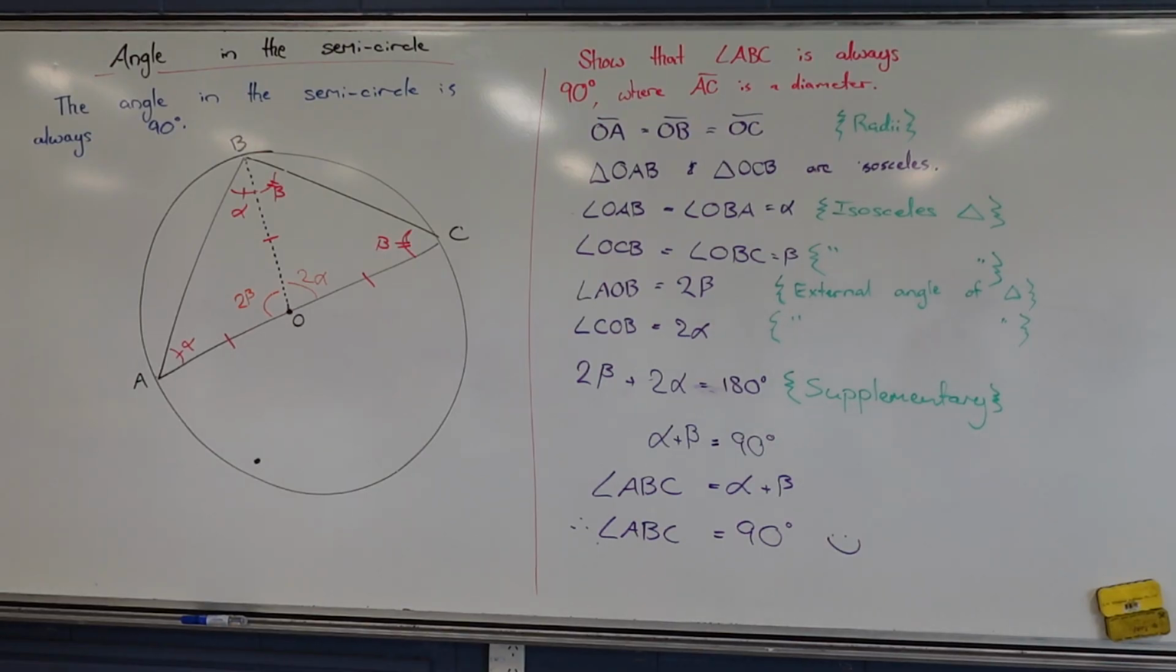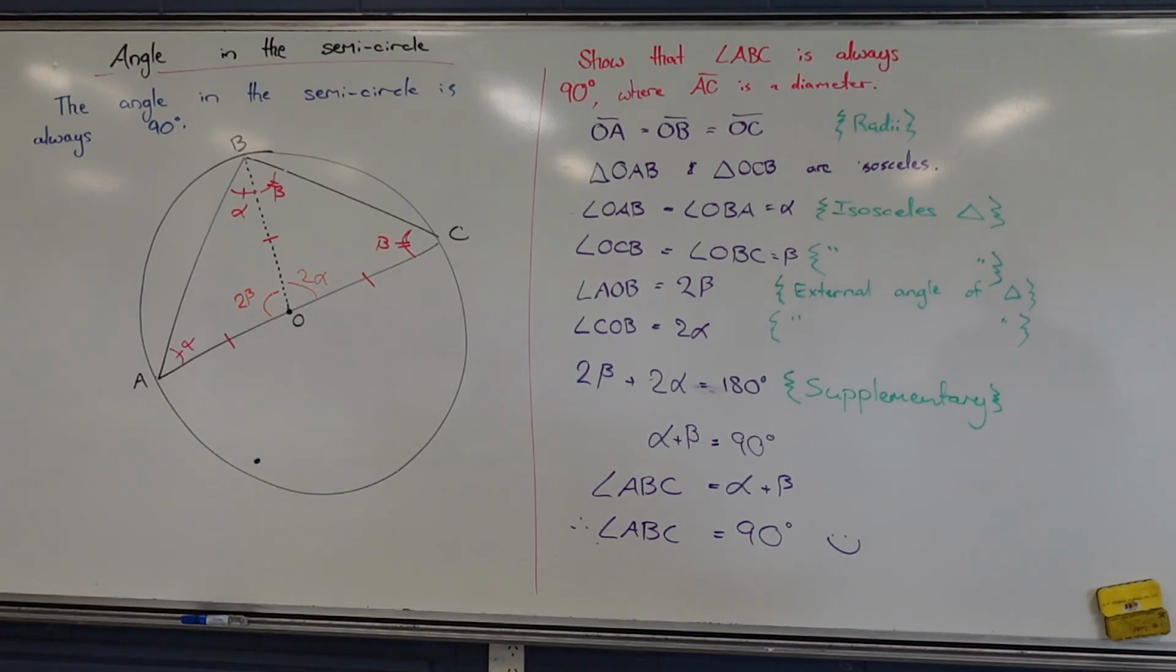So using this property, using this reasoning, we're able to show that it doesn't matter where B is, so long as B is joined to the extremities of the diameter of the circle, that angle there is always going to be 90 degrees. You wouldn't think so, but it is. But now that you've seen the proof, you kind of know that it is. Seem all right?